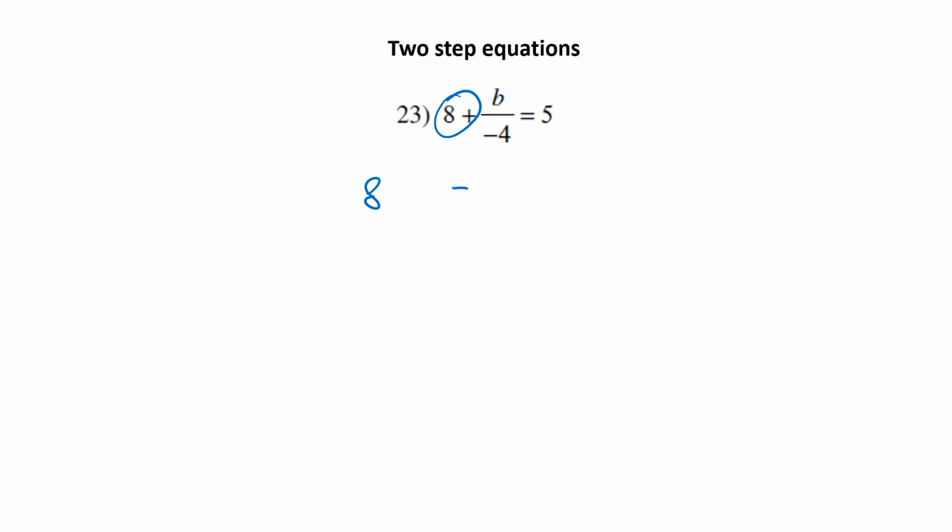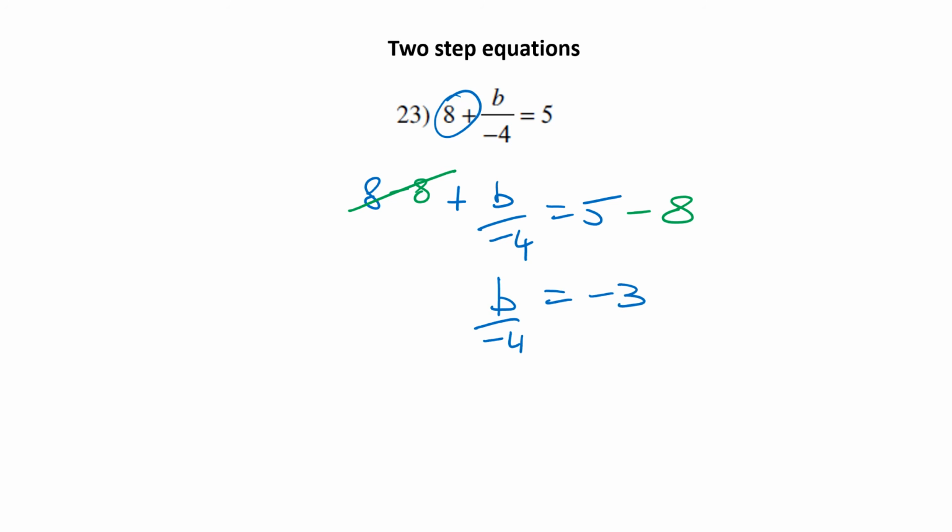So I'm going to write 8 plus B over negative 4 equals 5. If my first operation is to get rid of 8, I need to go minus 8, which cancels that out. Then I go minus 8 on that side. So what that leaves us with is B over negative 4 equals 5 minus 8, which is minus 3.